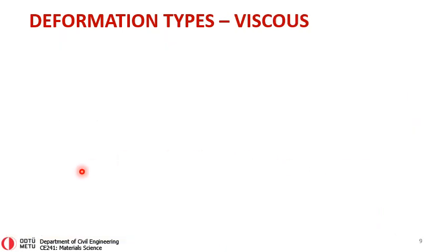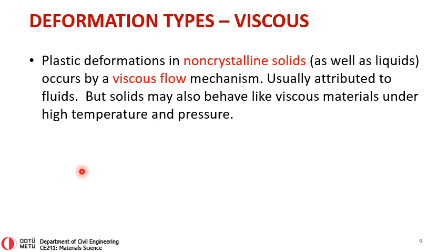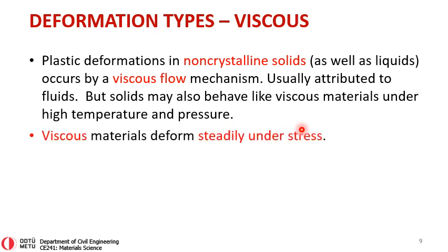The third deformation type that we observe in some materials are viscous deformations. And plastic deformations in non-crystalline solids, as well as liquids, occur by what's called the viscous flow mechanism. This is in fact mostly attributed to fluids, but solids may also behave like viscous materials under high temperature and pressure. But some solids, like non-crystalline solids, do not need that high temperature and pressure for viscous behavior.